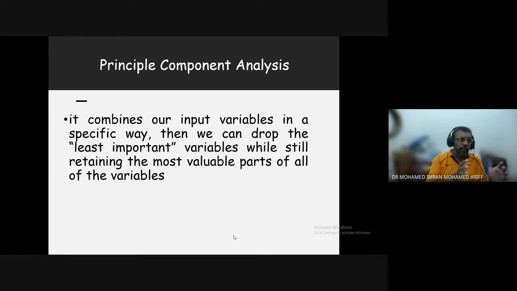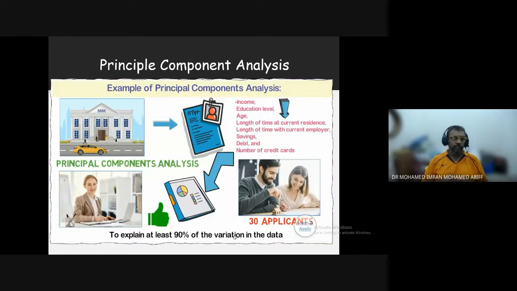So for Azira, only 6 is enough, but Anas finds out that it's not enough, he needs more. Or there could be two conditions: he finds out that more than 6 is still too many, and only 4 is enough. So you can also do it that way. Okay, so an example would be like this. Example of principal component analysis.